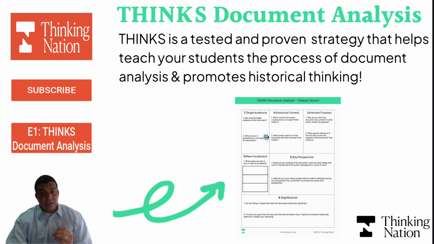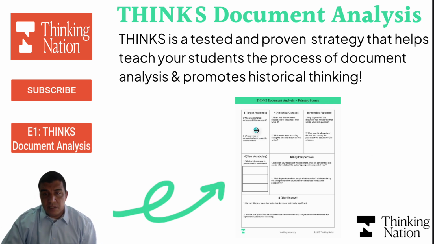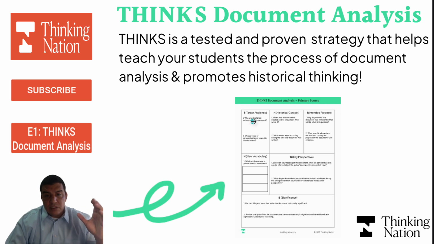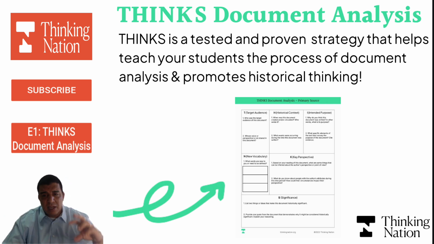Thinks is an acronym that stands for: T is the target audience. So who is the target audience of this document or this visual that the students are looking at? H, what is the historical context of it? When does this document take place? What does it say about the time? I is the intended purpose. What is the intended purpose of this document or this visual?